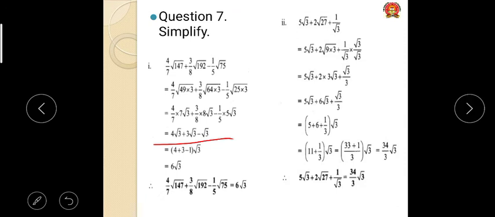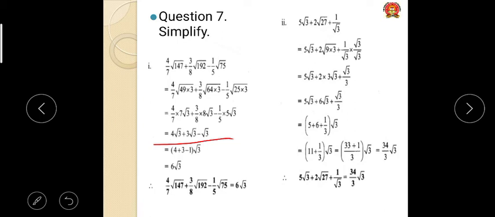So in this way, see the second example also. 5 root 3 plus 2 root 27 plus 1 by root 3. 5 root 3 plus 2, 9 3s are 27. So 3 will come outside, into 1 upon root 3, which you multiply by root 3 for rationalizing. You will get a simple calculation. Okay, if you are not doing it, then also no problem. Now it will become root 3 by 3 after rationalizing the denominator. So after simplification, you will get 5 root 3 plus 6 root 3 plus root 3 by 3.